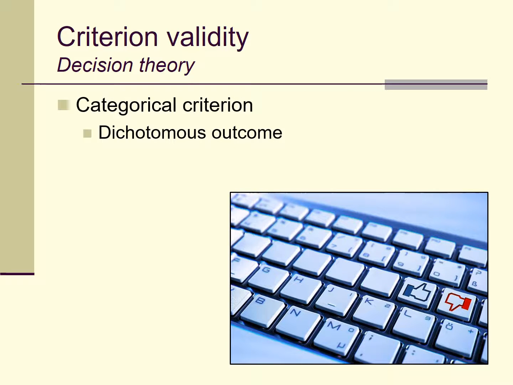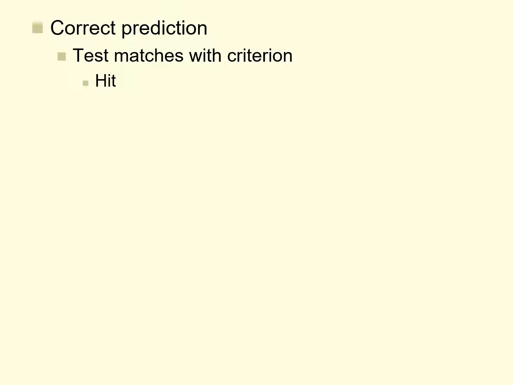Situations like this with a dichotomous outcome can be really interesting from the perspective of what's sometimes called decision theory. So in these types of situations, we could imagine that our test gives a particular person a rating of high risk for suicide, and then that person subsequently, unfortunately, does attempt suicide. We might call that a hit. Our test result matched correctly with the criterion.